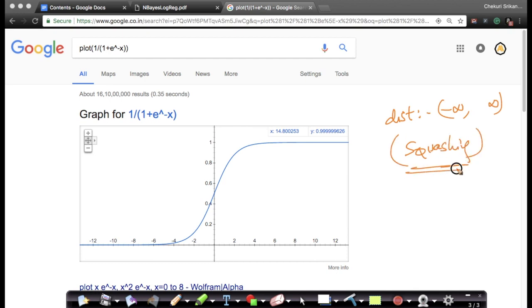It's also called squashing because squashing basically means it's converting distances from minus infinity to plus infinity, right? These are my distances, right? My sigma function is squashing those values between 0 to 1, such that when the values of x are small, it is almost linear, but it has this tapering off behavior.